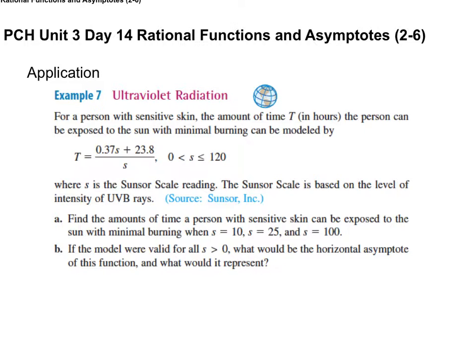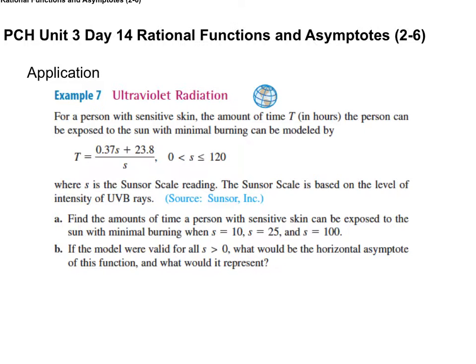It says, for a person with sensitive skin, the amount of time, T, in hours, the person can be exposed to the sun with minimal burning can be modeled by the equation T equals (0.37 S plus 23.8) all over S. And S goes from 0 to 120, and it's the sensor scale reading. The sensor scale is based on the level of intensity of UVB rays.